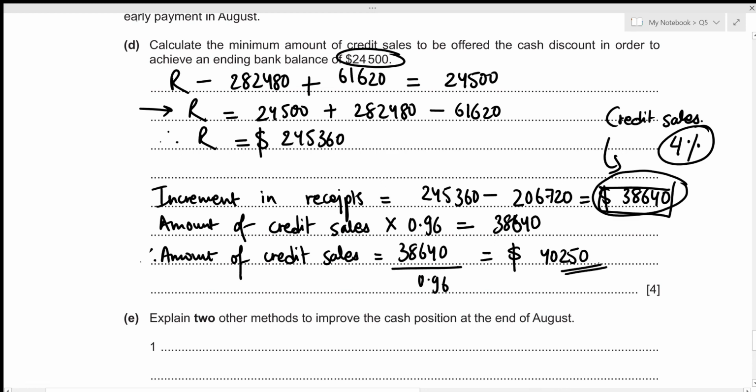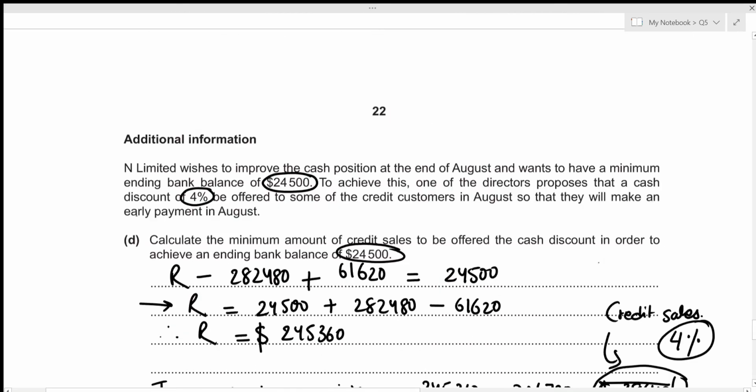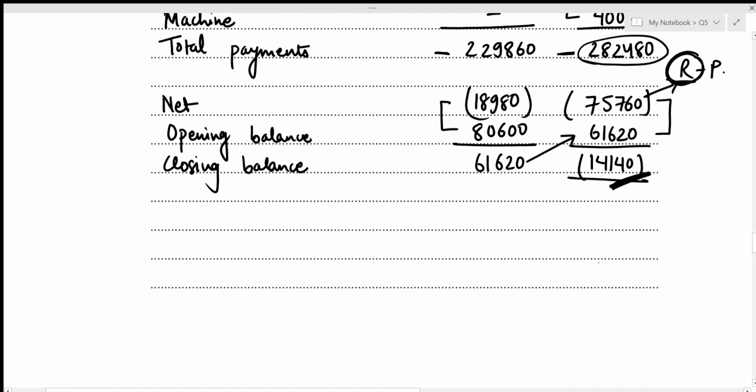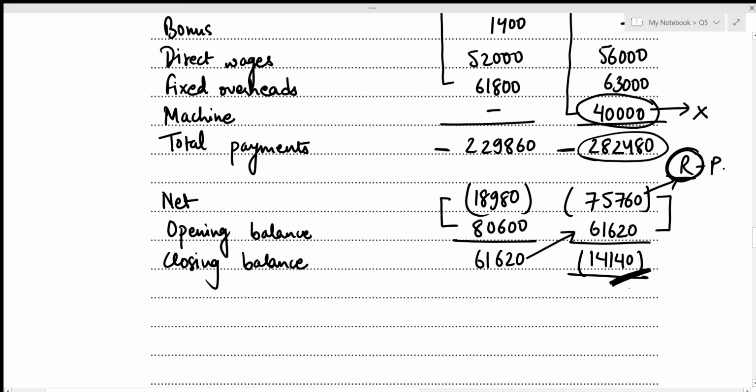Okay, this concludes the fourth part of this question. Now we can move to the fifth one. We need to explain two other methods to improve the cash position at the end of August. Okay, let's have a look at our cash budget. We can see that the payment was made of new machinery, and that's 40,000. So if we are to not include this in our cash budget, then we will definitely get a positive closing balance for the month of August, right? So that's a method.